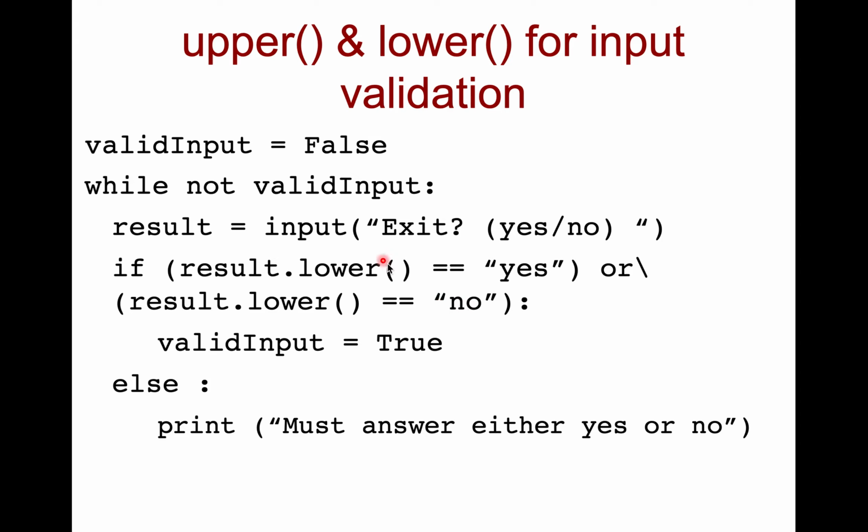If, on the other hand, they don't give us either a yes or a no, then we're going to put an error message saying that they must answer either yes or no, and we'll come back up to the top of the loop and prompt them a second time. When they do give us a valid yes or no, we set valid input to be true, and that kicks us out of this while not loop.